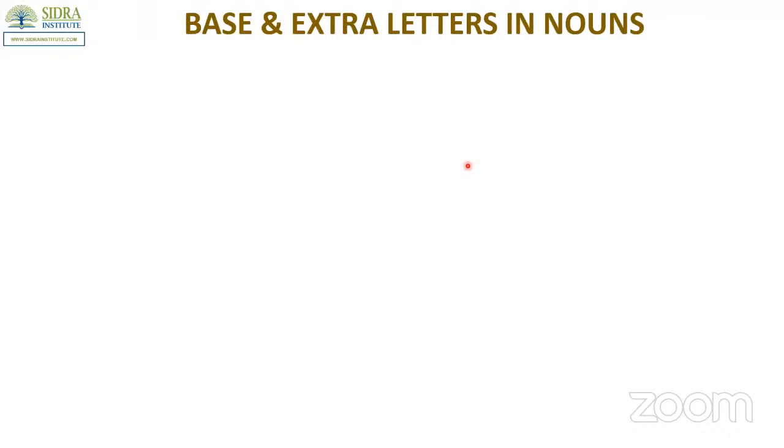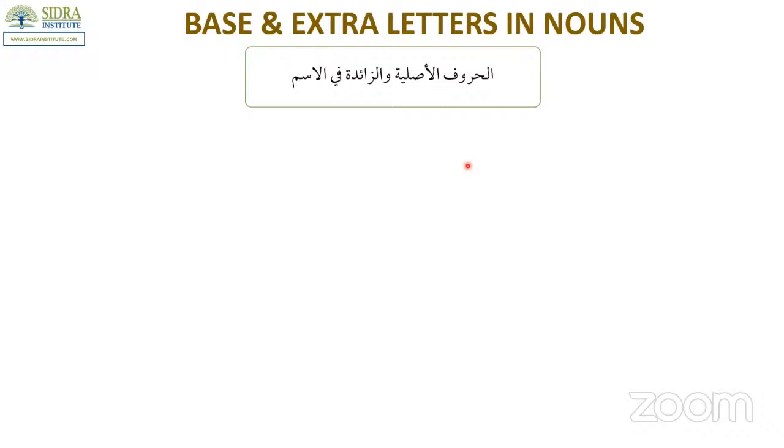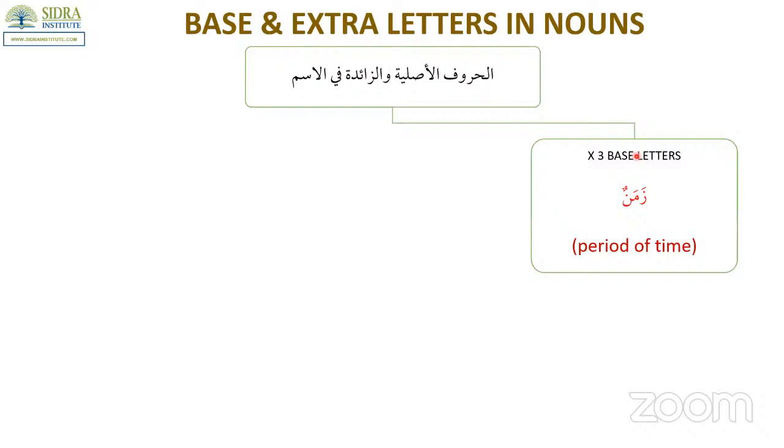Now, base and extra letters in nouns. When we have nouns and verbs, what's the limit you can go to in terms of having base letters? That varies between nouns and verbs. In nouns, al-huruf al-asliyah wa-z-za'idatu fil ism, base letters and extra letters in nouns. So we'll start off with the minimum. The minimum letters you can have as base letters in a noun are three.